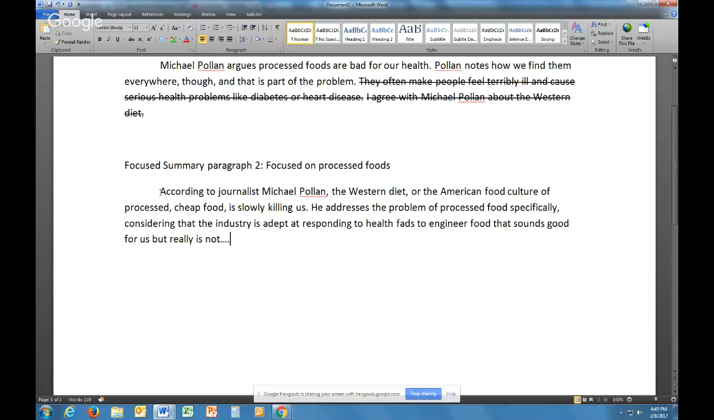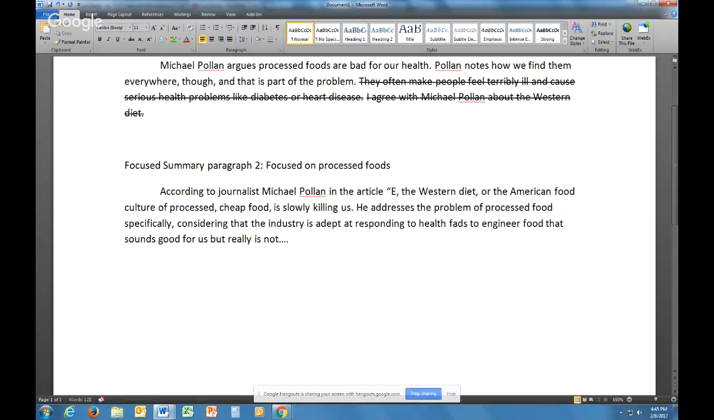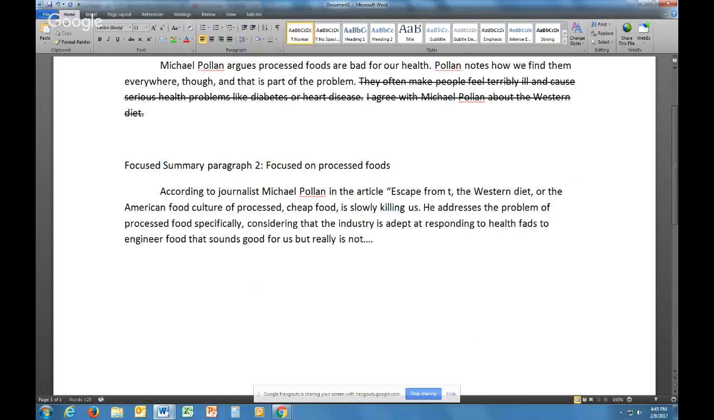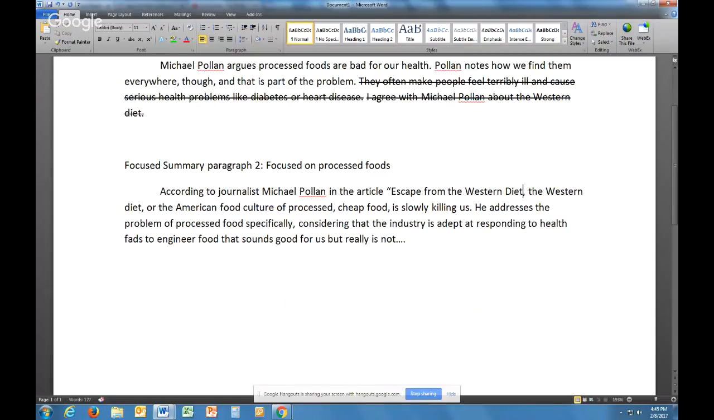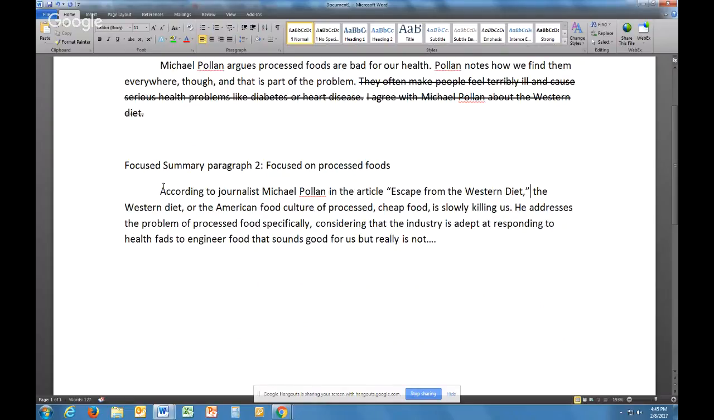Some other things give the signal that this is a summary. It begins with saying who this guy is. He's a journalist, the author. Oh, I forgot one more thing. According to the journalist Michael Pollan, in the article "Escape from the Western Diet." What's nice about that is now any reader knows whose argument you're talking about. They know it's Michael Pollan, they know who he is, and they could go and find that article and understand that you're talking about that particular discussion.